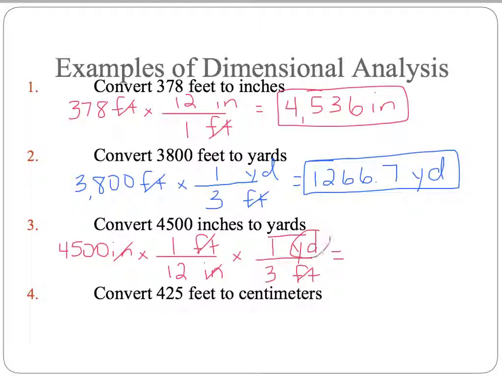Remember, when I get to this unit, if that's the one that's in your problem that I want you to get to, you're done. You just have to solve the math. So this is going to be 4,500 times 1, which is 4,500, divided by 12 times 3, which is the only thing I have on bottom, which is 36. So when I divide that out, I come up with 125 yards as my answer.